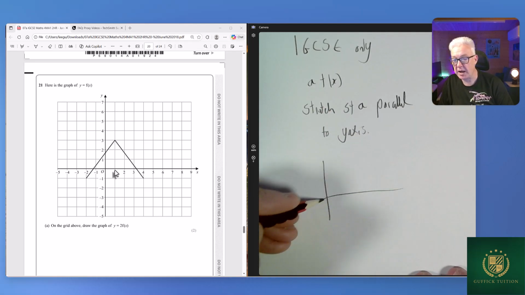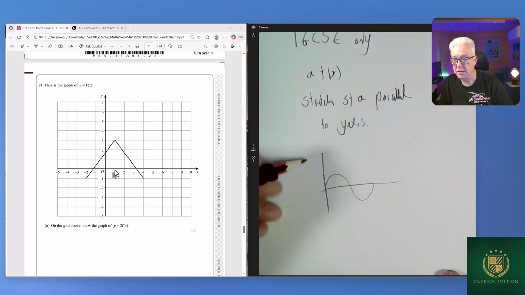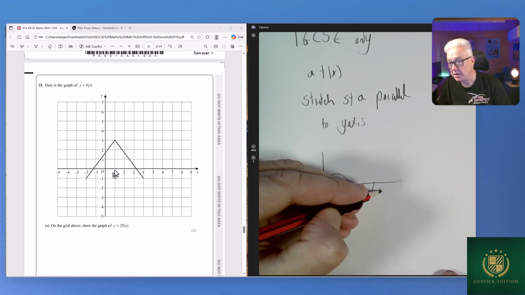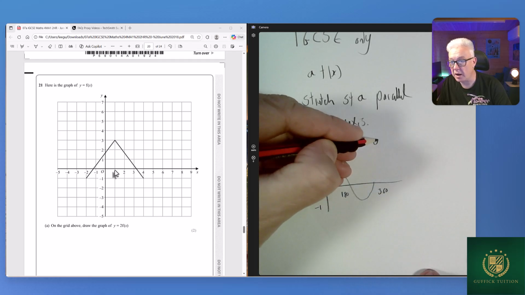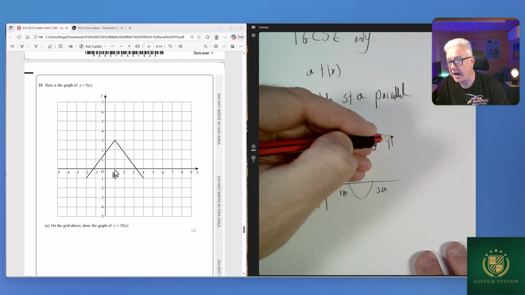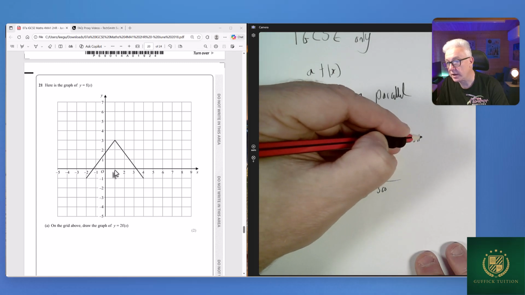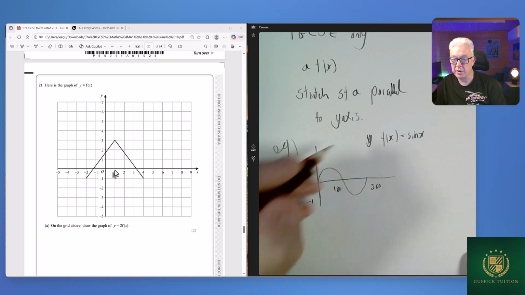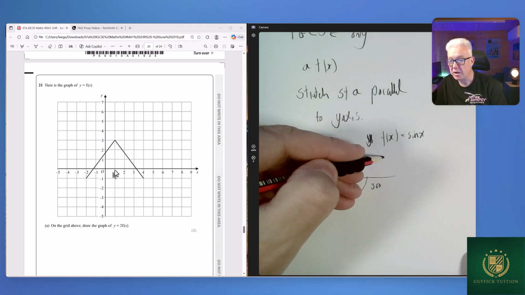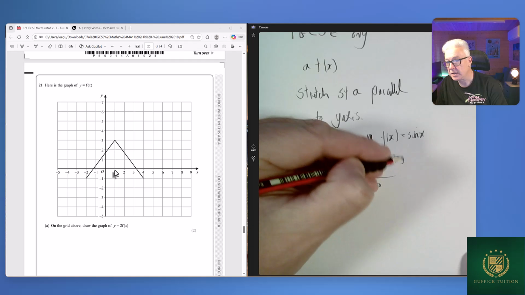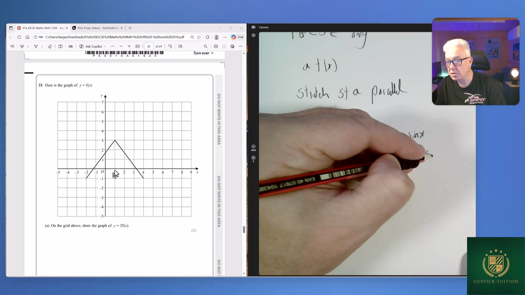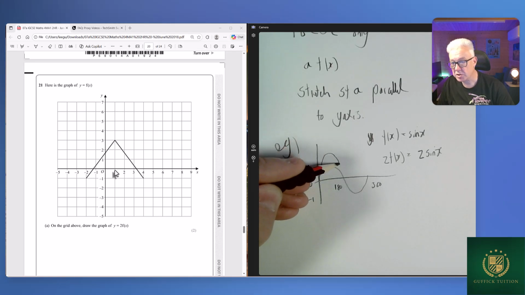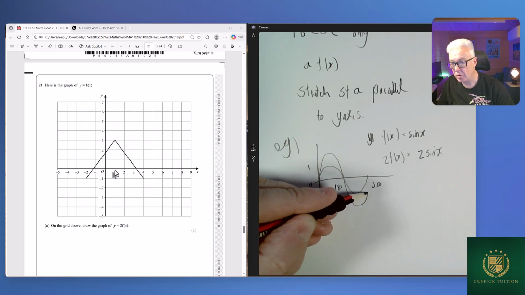So that means that let's say we had an original graph that looked like that, a sine wave between 1 and -1, and that's 180, and that's 360. So let's say f of x is equal to sine x. This is just an example to help you understand what's going on. Then let's say we wanted to have 2 times f of x. So in the equation it would look like 2 times sine x, and that would be a stretch of scale factor 2 parallel to the y-axis.